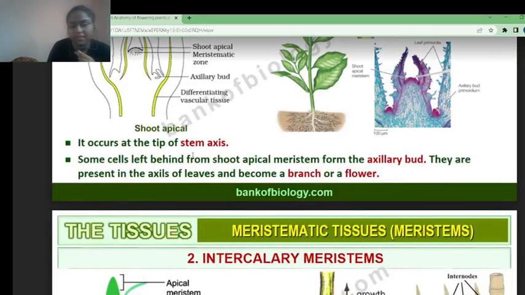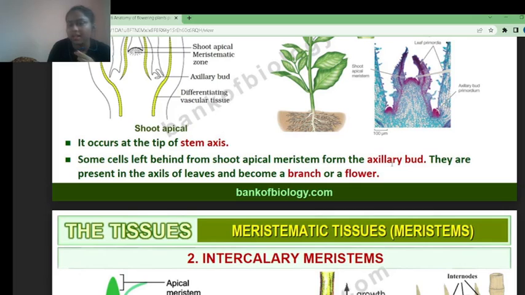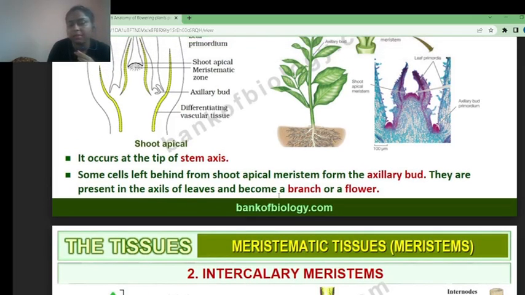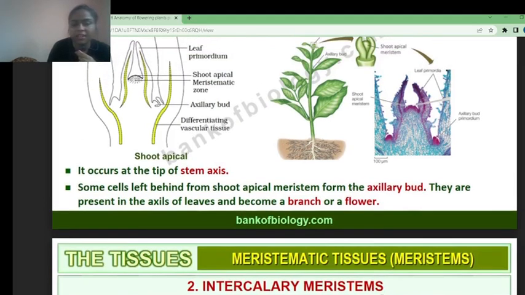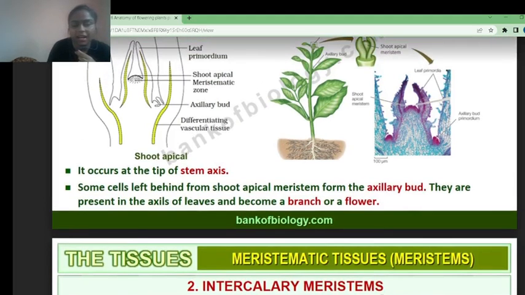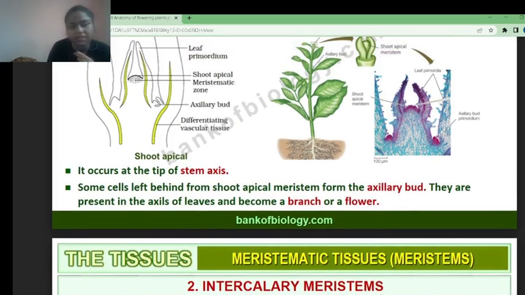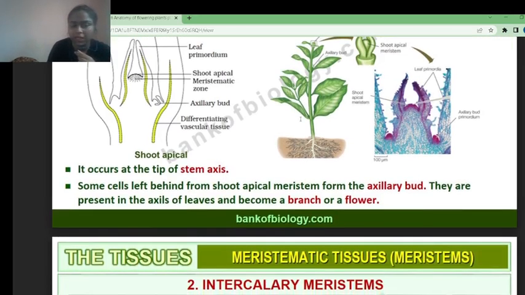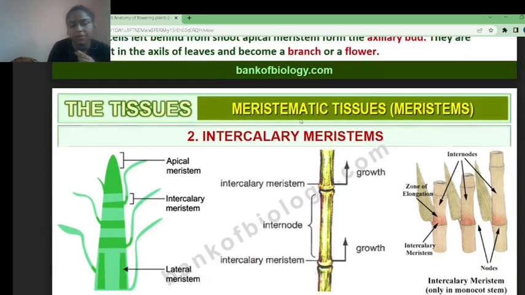Some cells left behind by the shoot apical meristem form the axillary bud. They are present in the axils of leaves and become a branch or a flower. Where are they present? Generally in the axis of the leaves, and they become a branch or a flower. Here it is generally present with the bud. If this is a flowering plant, then it leads to the development and formation of flower with the help of cell division.